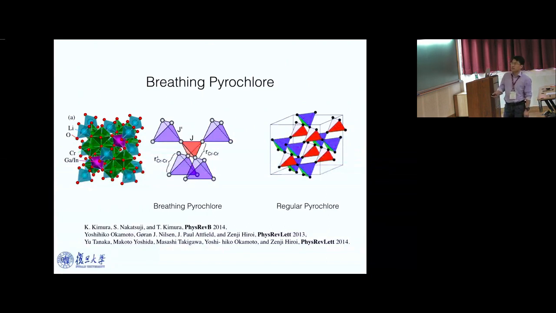This is different from the conventional pyrochlore, where the blue and red tetrahedra are equivalent under inversion symmetry. Each lattice site is an inversion center, and these are related by inversion symmetry. But for the breathing pyrochlore, it's not. This is no longer an inversion center, so the tetrahedra are not equivalent under inversion. There's no inversion symmetry here, so the interaction on a bond of this tetrahedron is different from the interaction on this bond.